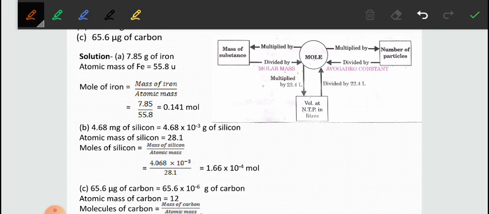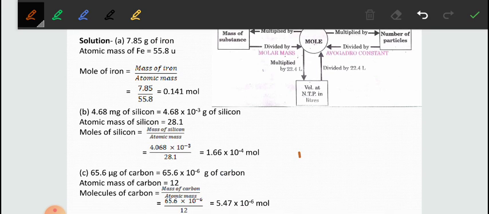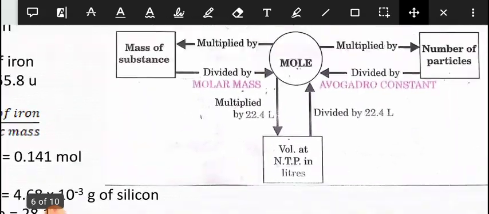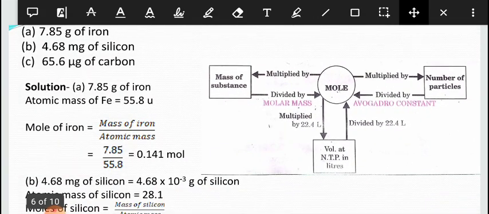Same as it is in the case of 65.6 µg, where µg means microgram, which means multiply by 10 to the power minus 6 gram, and you will get your answer. Again I need to calculate the mole. So what you have to do is divide the given mass by the atomic mass or molar mass, and you will get your answer again as it is. So I hope this diagram that you have seen on your screen helps a lot to find the answer.